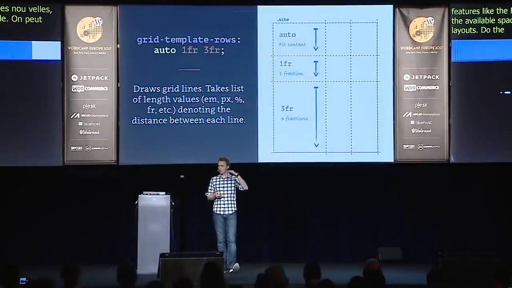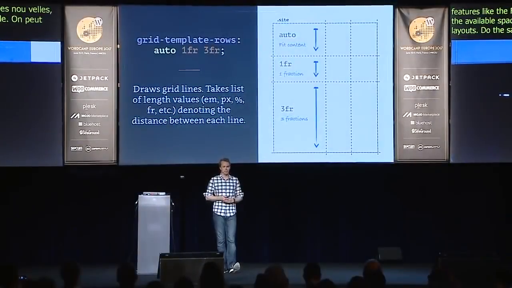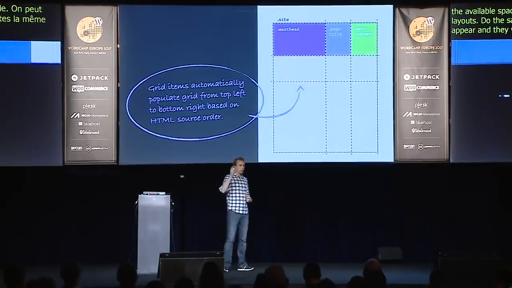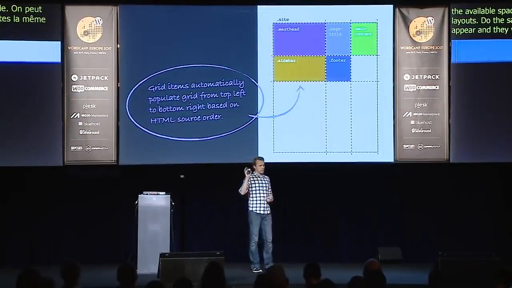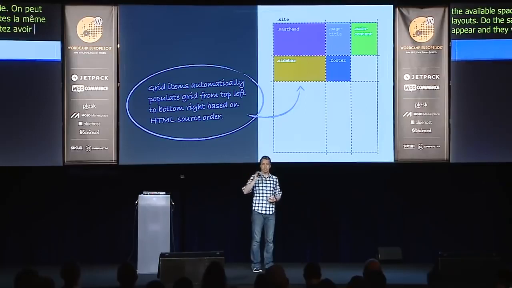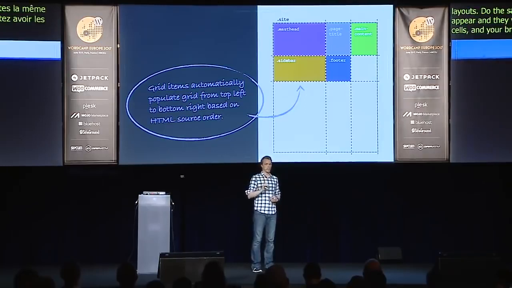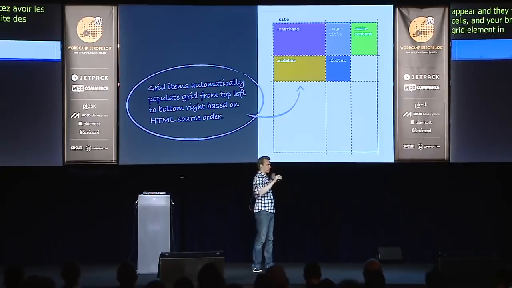This comes with new features like the FR, or fraction value, that allows you to say, take one fraction of the available space, and then put a line there. So you can make truly dynamic layouts. Do the same with rows. You just declare a list of where you want the rows to appear, and they will appear automatically. Once you've drawn rows, you have cells, and your browser automatically places all the direct descendants of the grid element in those cells, from the top left to the bottom right.